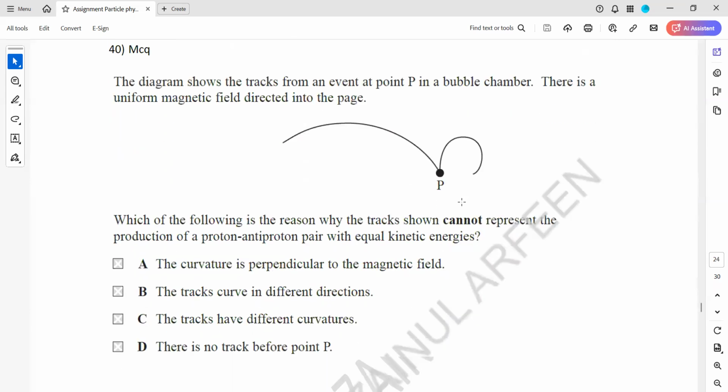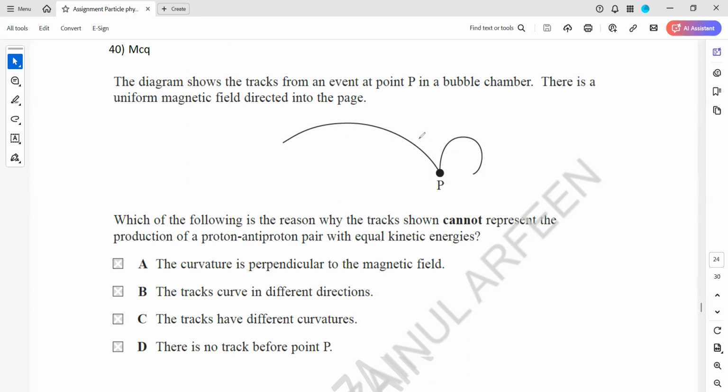In question 4D, the diagram shows a track from an event at P in a bubble chamber. Like we have different particle track detectors, so bubble chamber is one of them. There's a uniform magnetic field which is into. So if the magnetic field is pointing into, it produces two particles.